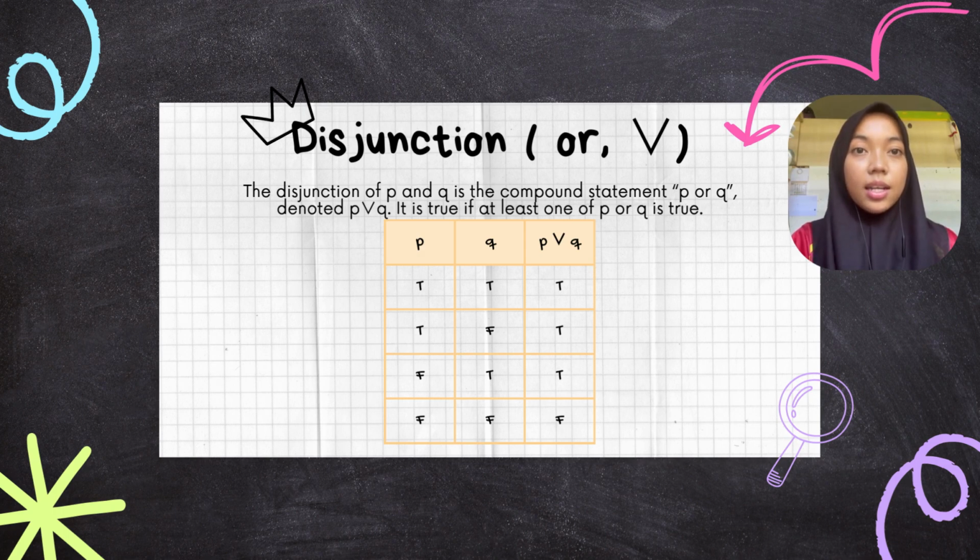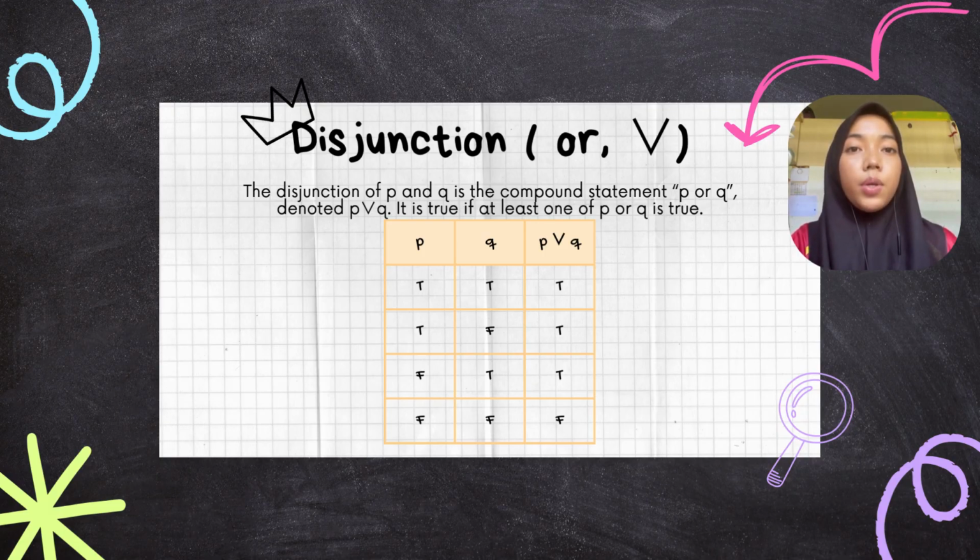Hi everyone, in this slide, I will explain about disjunction, which is the logical operation OR represented by the symbol V. The main concept of disjunction is P or Q is true if at least one of the statements is true. It is only false when both statements are false. Now, let's look at the truth table.